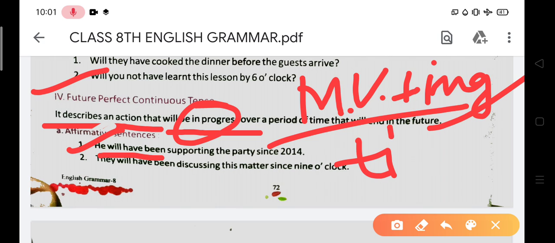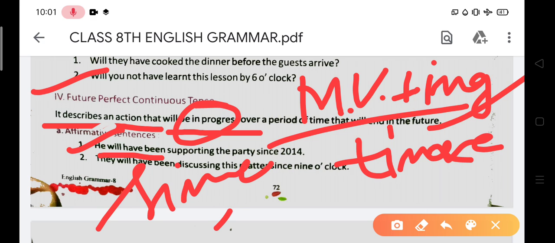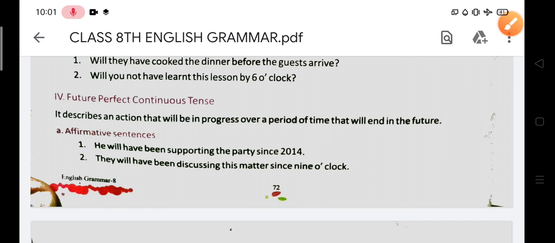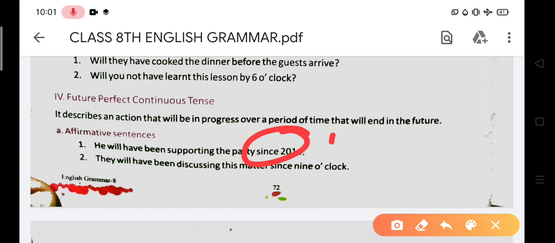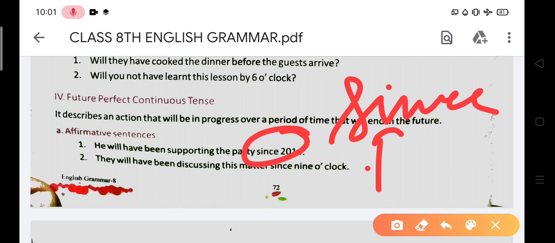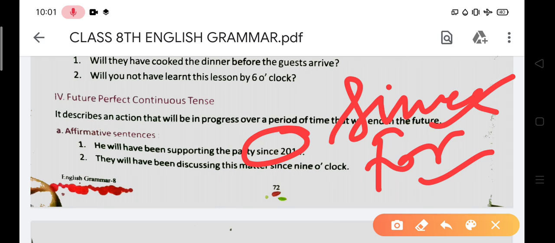To show the time we use "since" and "for". What do we use? Since and for. For the period of time we use "for", and for the point of time we use "since". Over here you will study about since and for also. Because this is the affirmative sentence, very first we use the subject, and after that the helping verb. So: he will have been supporting the party since 2014.